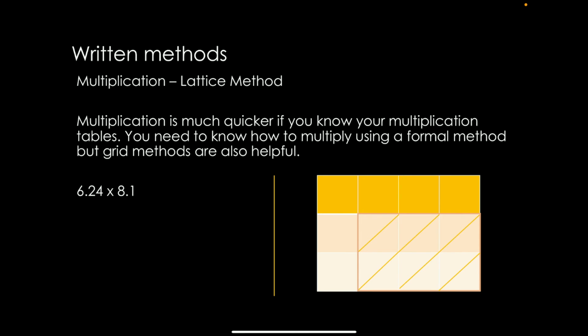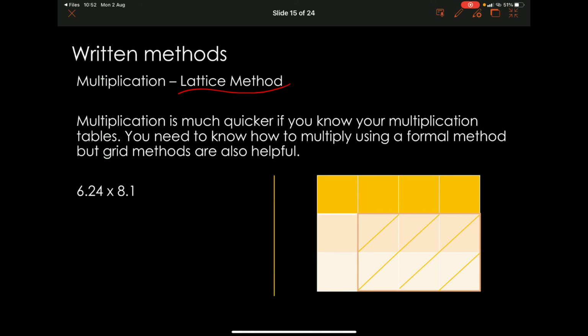Okay, so what I'm going to do now is I'm going to show you a method called the lattice method. Okay, now this method, it doesn't matter whether you've got a decimal question or a normal number without decimals, this method will still work. I'm going to show you a method with decimals, but I'm actually, instead of doing 6.24 times 8.1, I'm going to do 624 times 81. So it's quite a long-winded question, which is absolutely fine. It will still work really nicely.